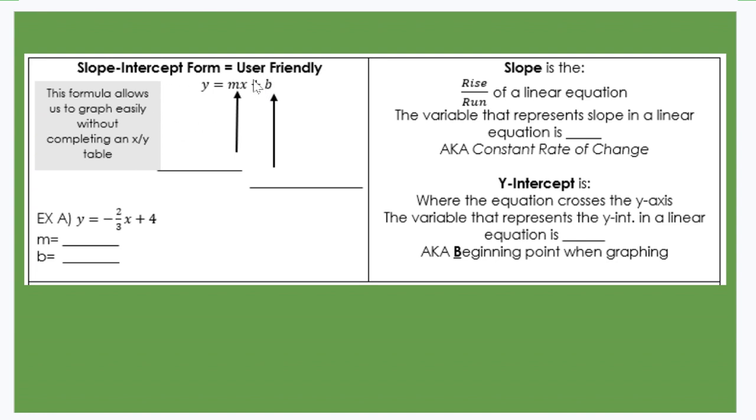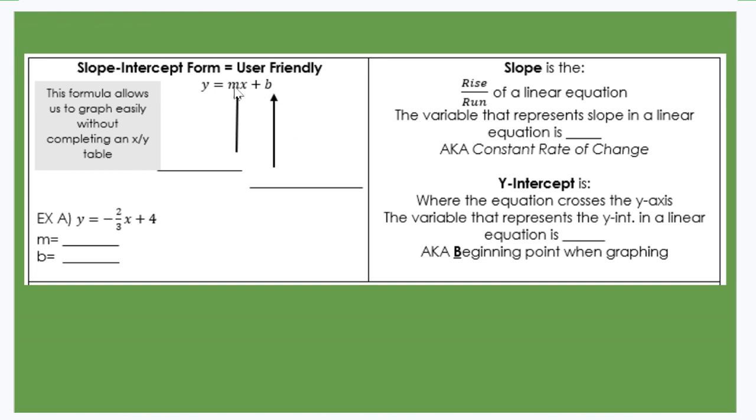All right, so there's a couple of components here that we need to talk about. First off, we have our y and our x. These are going to change depending on input and output for our equation, and they typically stay variables unless you are doing the x and y table. So the x and y stay variables. The m and the b are the parts that we are looking for today and learning about.